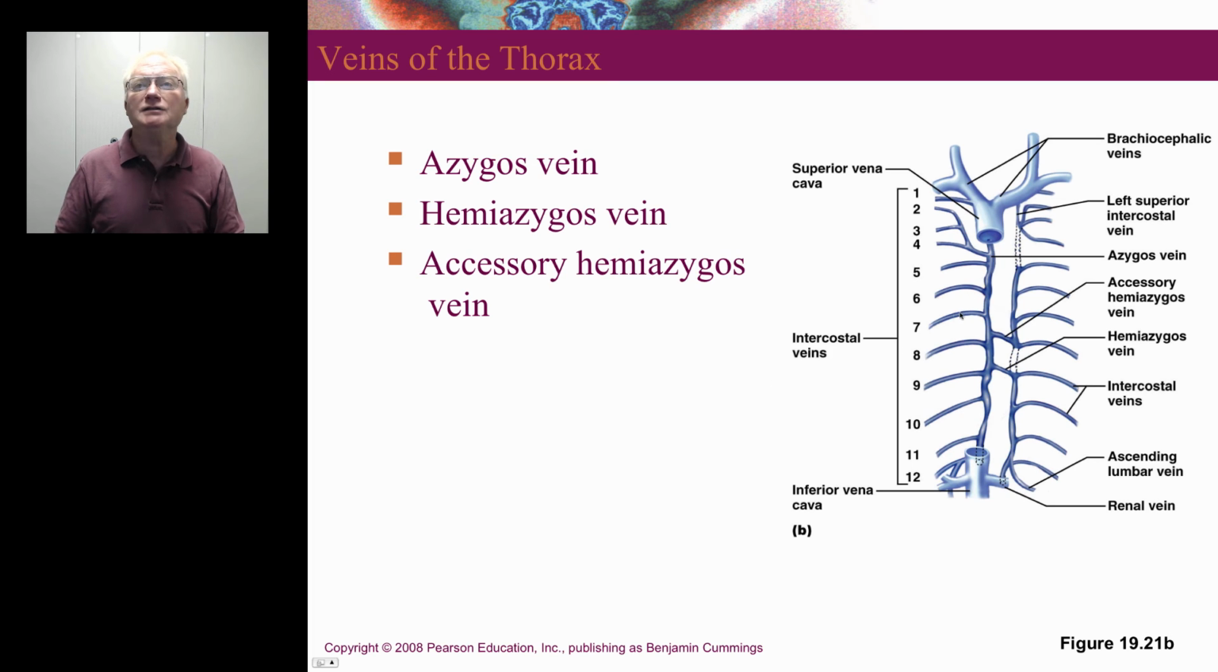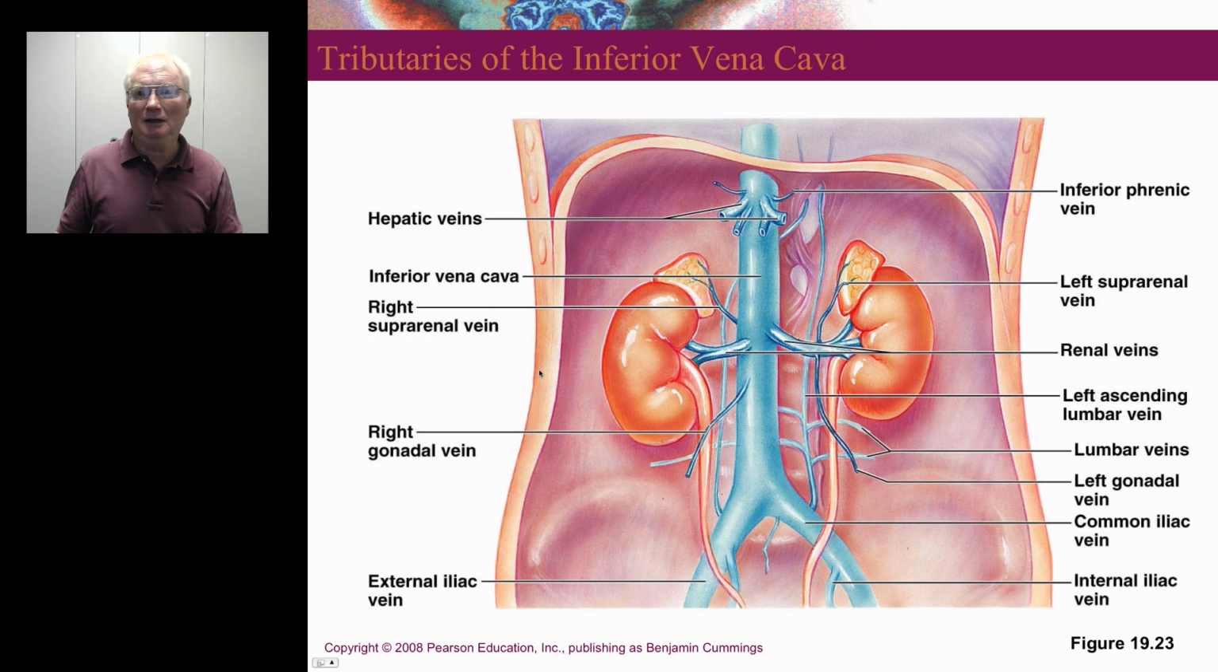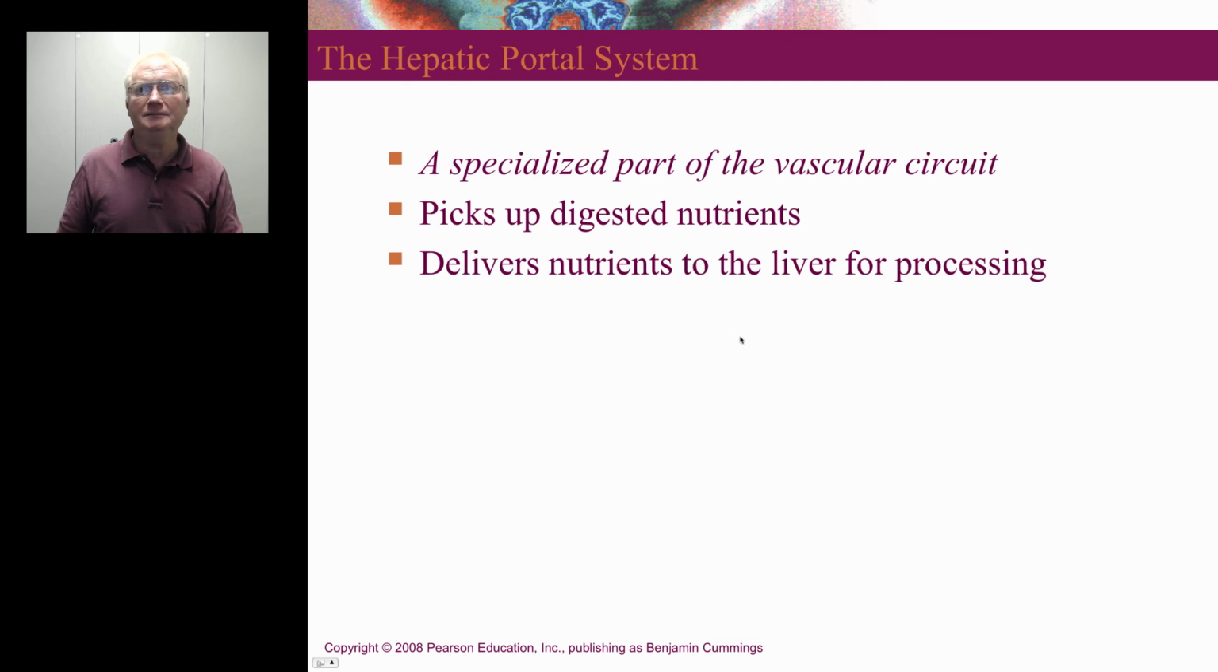In the thorax, the azygous vein and the hemiazygous vein and the accessory hemiazygous vein drain blood from the thorax and the ribs into the vena cava. Lumbar veins, gonadal veins, renal veins, suprarenal veins, hepatic veins parallel the arteries. Here they are, draining blood into the inferior vena cava.